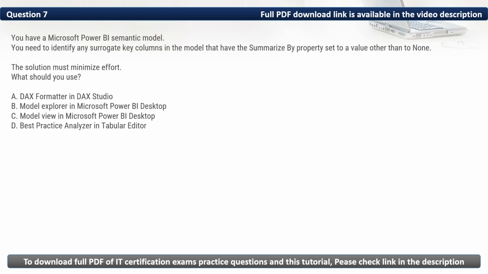Question 7. You have a Microsoft Power BI semantic model. You need to identify any surrogate key columns in the model that have the summarize by property set to a value other than none. The solution must minimize effort. What should you use?